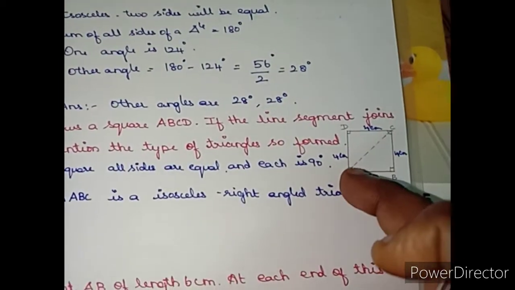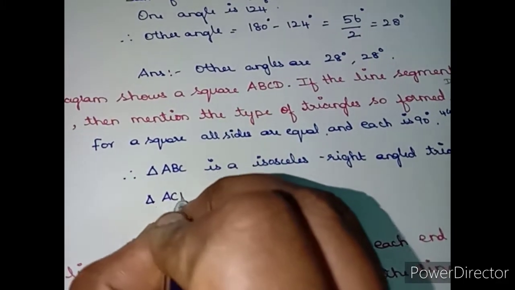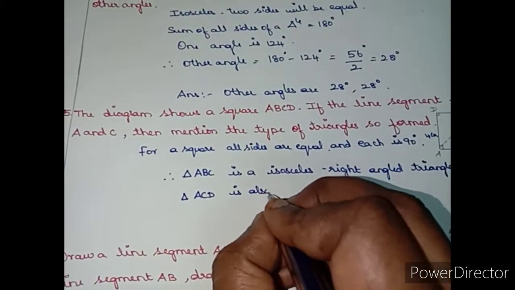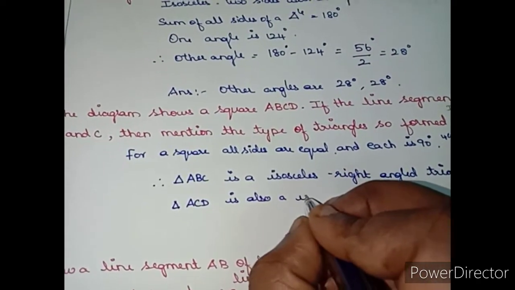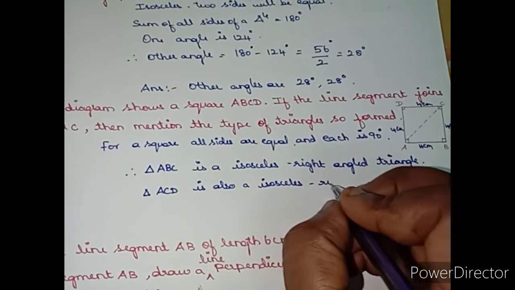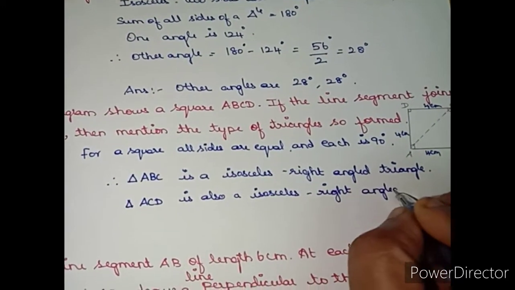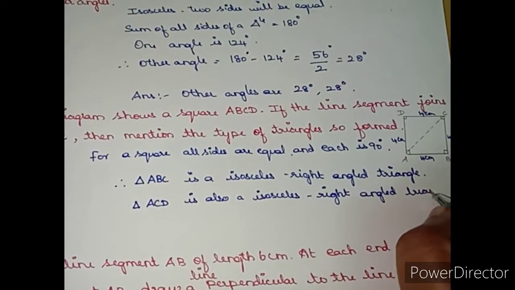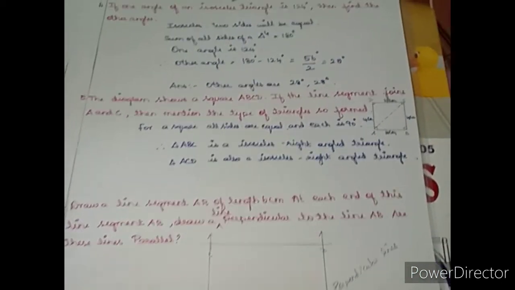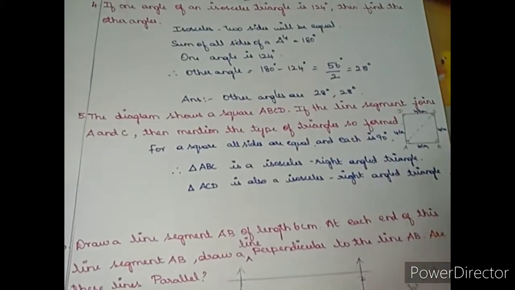See the other one, ACD. Then triangle ACD is also an isosceles right angled triangle. Okay, so very simple question. With the help of the diagram we have completed. We'll move to the next question.